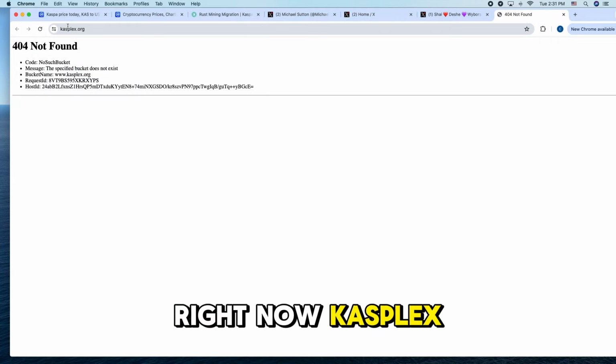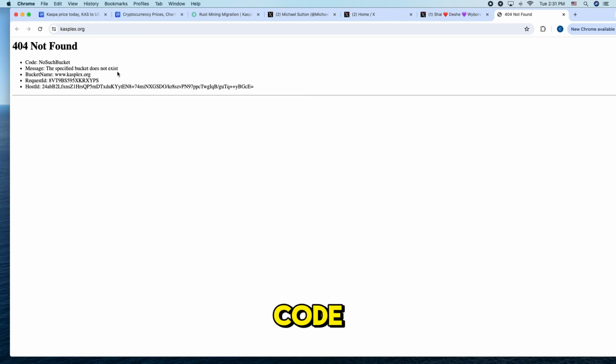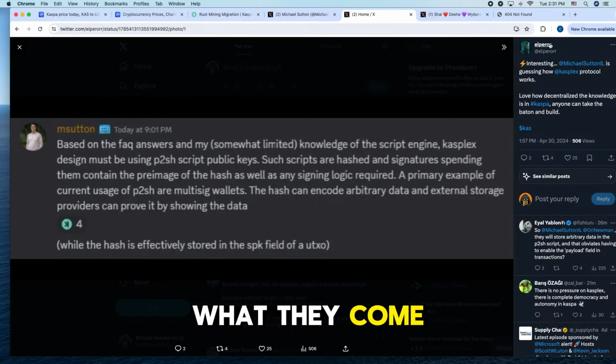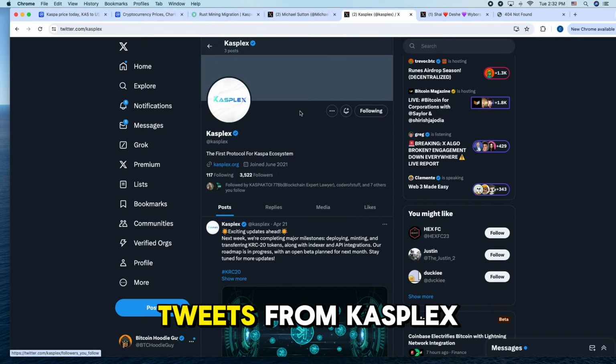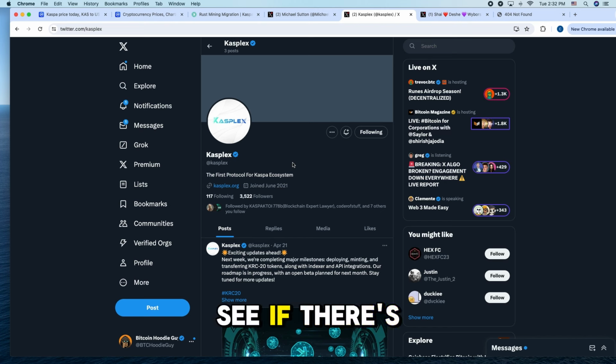Right now, the Kasplex website was a holder website. Now this is what it's showing: no such bucket code, this bucket doesn't exist. So it'll be interesting to see what they come up with. Also, no recent tweets from Kasplex. So they should have some things going on in the next few weeks in May. Let's see what they come up with, see if there's a beta that rolls out. It'll be exciting.